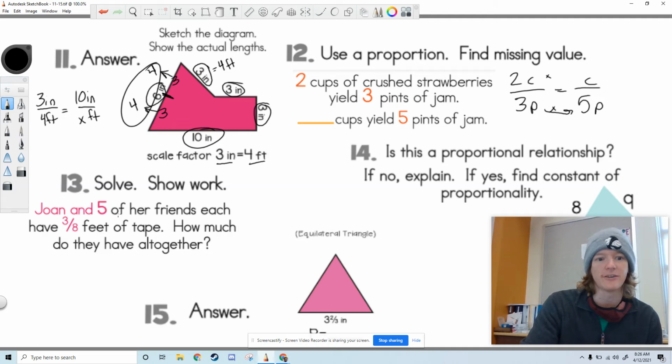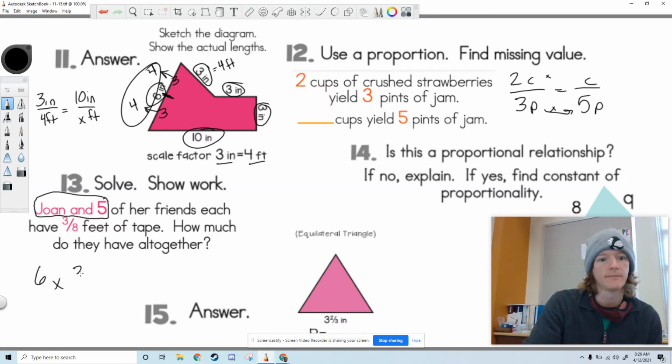Number 13, solve and show your work. Joan and 5 of her friends each have 3/8 feet of tape. How much do they have altogether? Well, how many people do we have here? Be careful, it's not 5 people. We have Joan and 5 other friends. So we have 6 people.